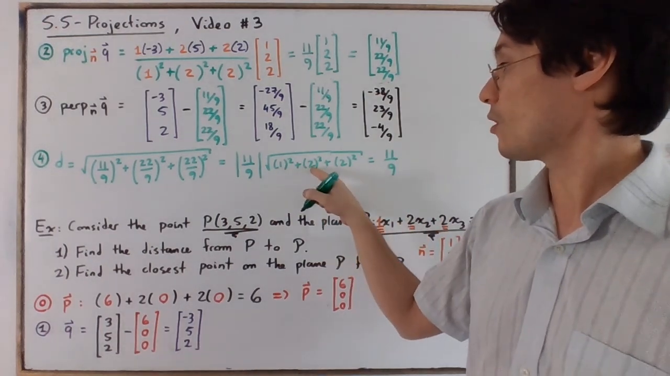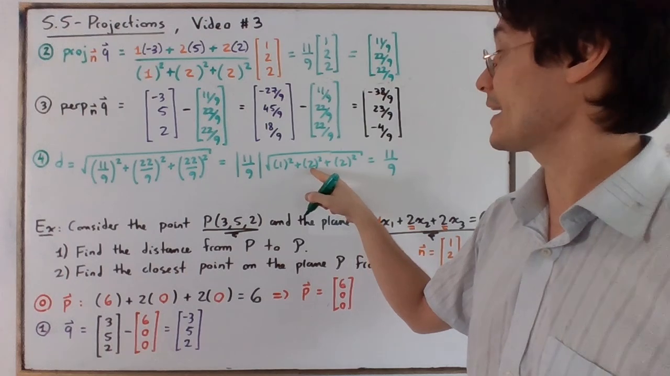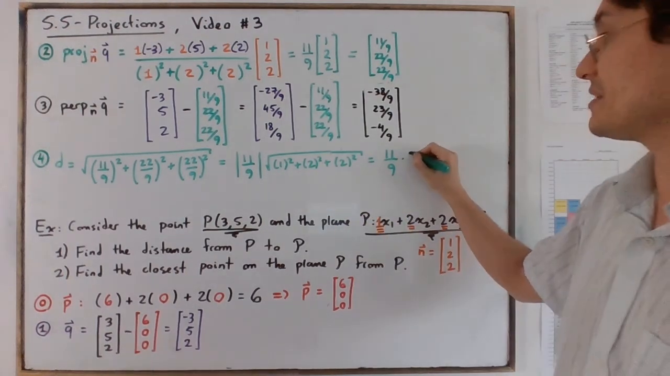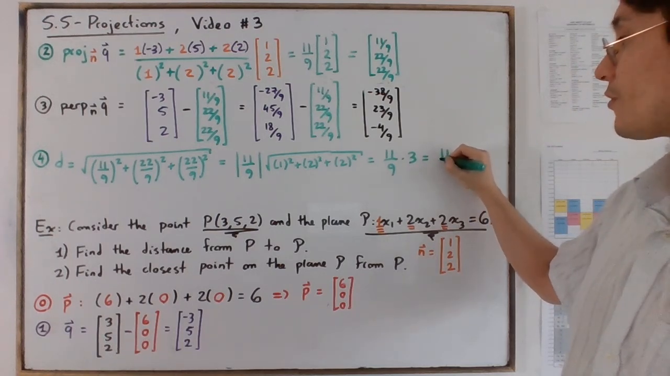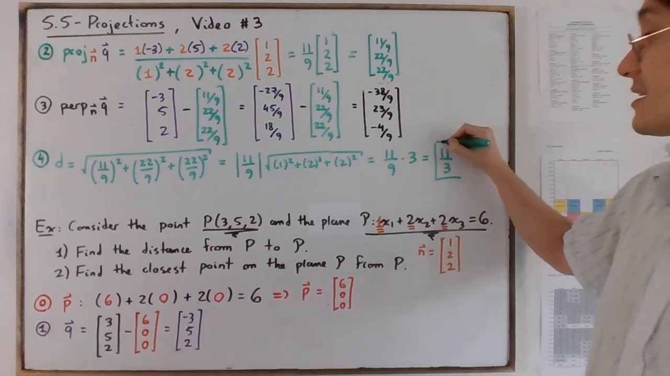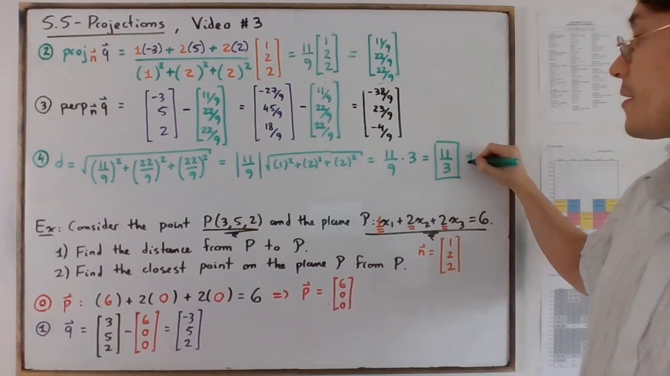And then what do we have here? We have 4 plus 4, 8 plus 1, 9. So that's going to be times 3. So overall, 11 over 3 is the distance. That's going to be the answer for number 4.